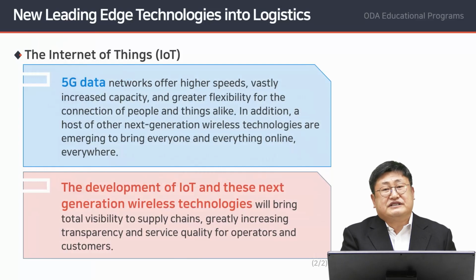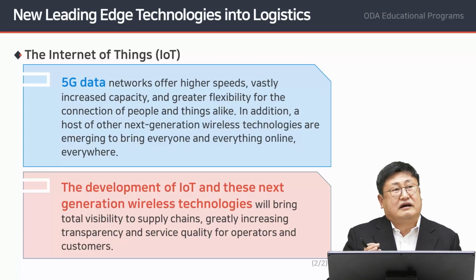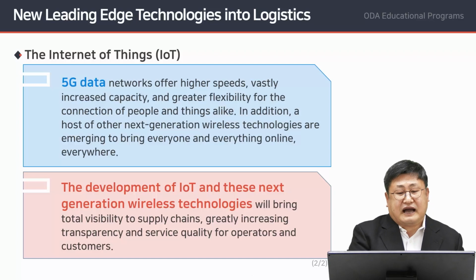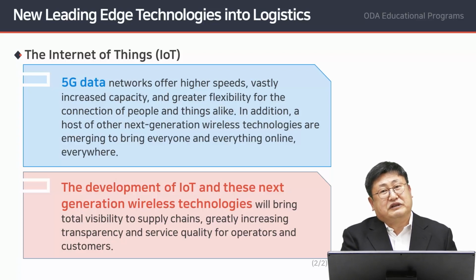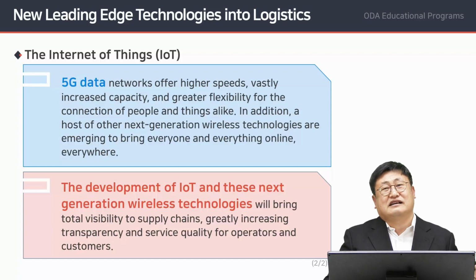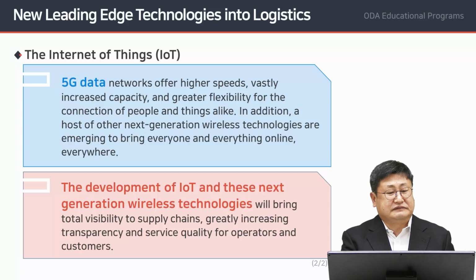So 5G data, compared with 4G data, is 10 times faster than 4G data. Offering high speed vastly increases capacity and greater flexibility. So 5G data connected with IoT could enhance our communication a lot. So that is one of the technologies as well.